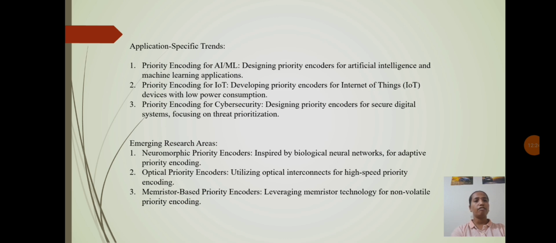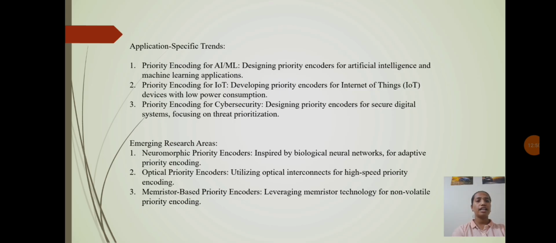Priority encoding for AI and ML: designing priority encoders for artificial intelligence and machine learning applications. Priority encoding for IoT: developing priority encoders for Internet of Things devices with low power consumption. Priority encoder for cyber security: designing priority encoders for secure digital systems, focusing on prioritization.